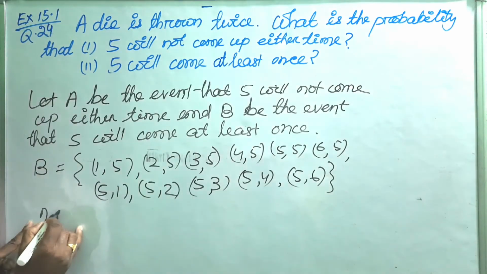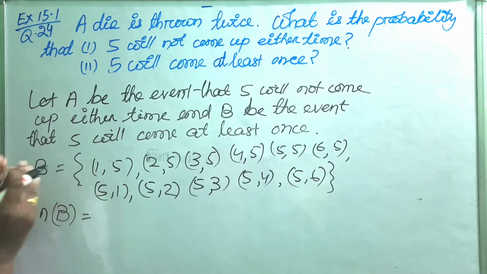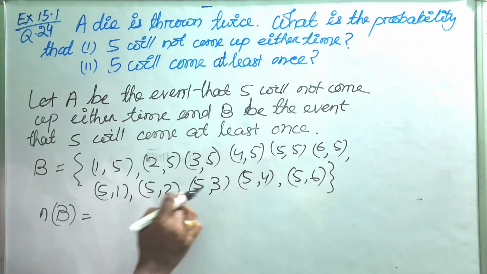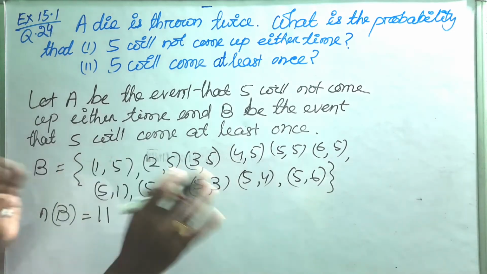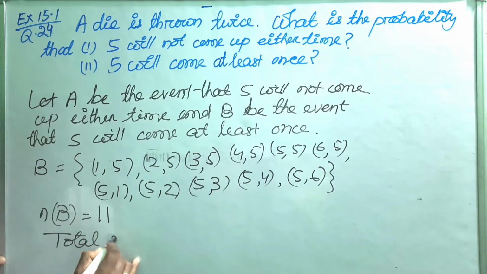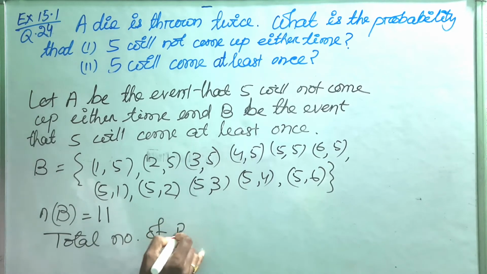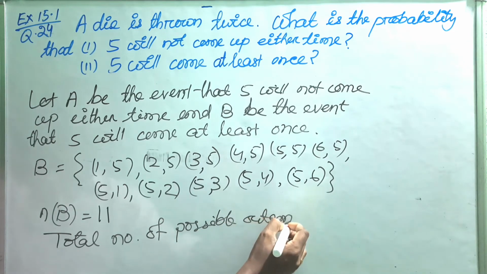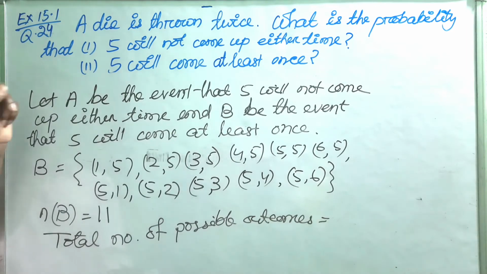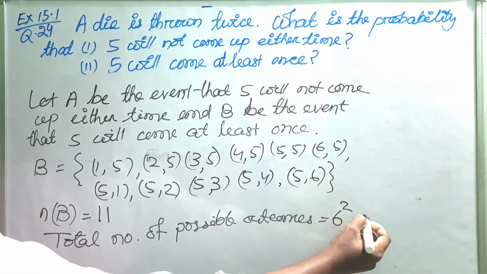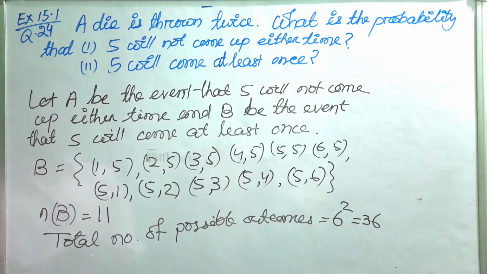Okay. So NB, that is the total number of outcomes in the event B, is how much? 1 2 3 4 5 6 7 8 9 10 11. So you write here 11. Now the total number of possible outcomes is how much? You know, 6 square, since the die is thrown twice, that is 36.